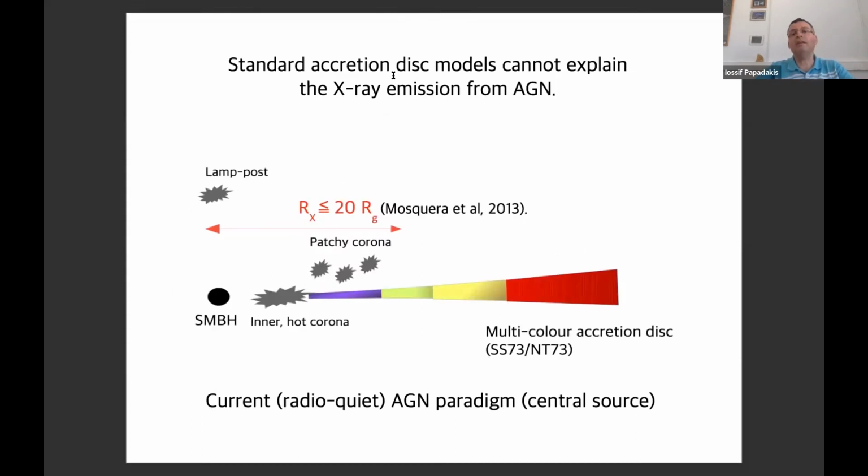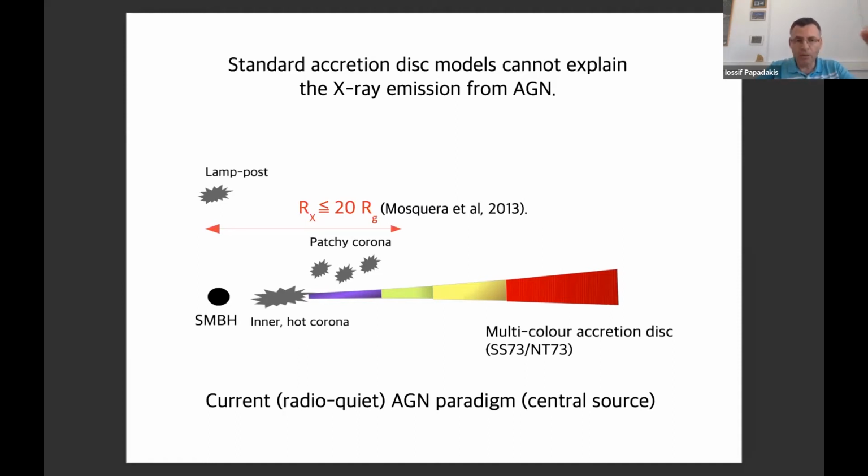And of course, standard accretion disk models cannot explain X-ray emission because the temperature of the disk, even near the center, very close to the supermassive black hole, close to the innermost stable orbit, cannot reach 100,000 K for the masses of those black holes, even if the objects accrete close to their Eddington limit.